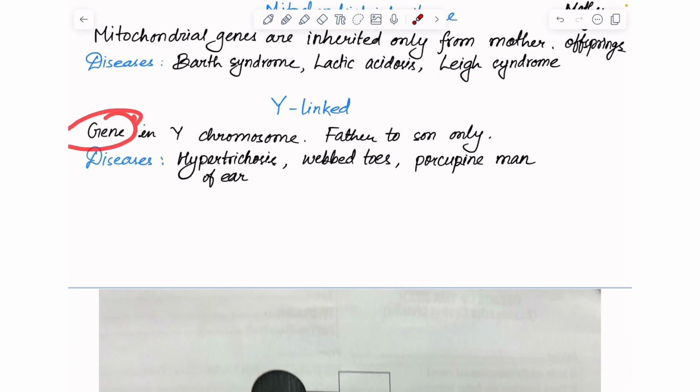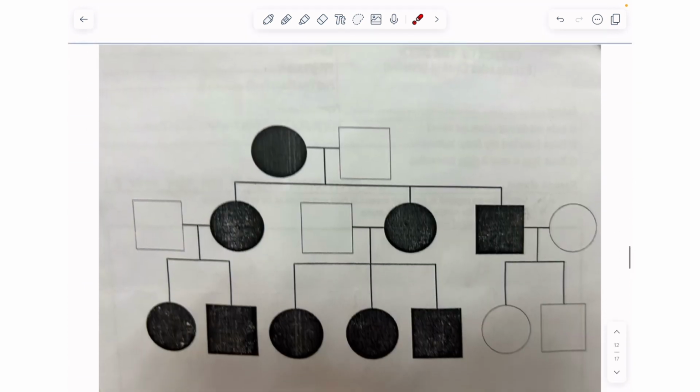Y-linked inheritance. Since the gene is present on the Y chromosome and the Y chromosome can only be inherited from father to son, obviously this gene, and the trait, is only going to be inherited from father to son. The diseases associated are hypertrichosis. So if father has hypertrichosis, the son is going to have hypertrichosis. Webbed toes, if father has webbed toes, son is going to have webbed toes. Porcupine man, if father has porcupine man, son is going to be a porcupine man.